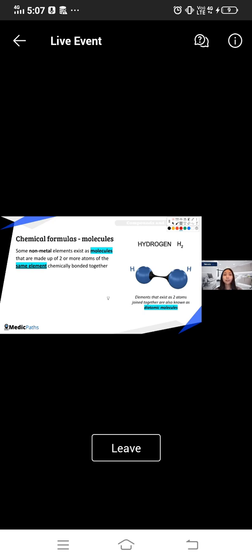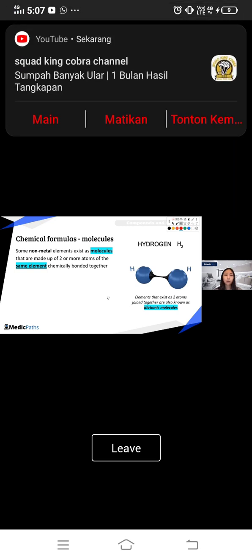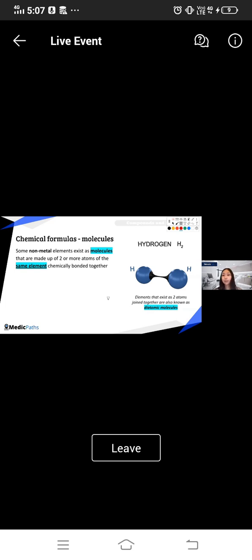names for non-metal elements that exist the way they are naturally. So they're made up of two or more atoms of the same element. Okay, so non-metal elements with two or more atoms of the same element chemically bonded together. For example, on the right-hand side, we've got hydrogen, that's H2. So hydrogen exists as H2 molecules. Okay, you don't see just an H atom floating around in the air. So to write these, it's followed by a subscripted 2, which is basically like this.